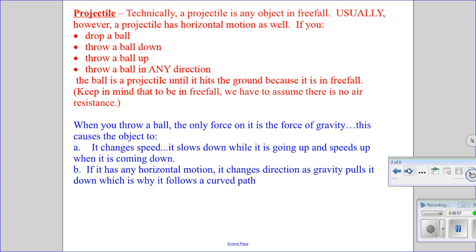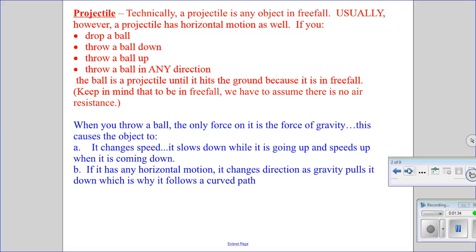So projectile. First of all, I got to give you a definition of a projectile. Technically speaking, a projectile is any object that's in free fall. And we just finished learning free fall, right? We said that an object was in free fall anytime you throw it or drop it. So if I take the tennis ball and drop it, it's in free fall, it's a projectile. If I throw it straight up in the air, it's in free fall, so it's a projectile. If I throw it down, it's in free fall, so it's a projectile. So all of the examples of free fall we've looked at so far are projectiles.